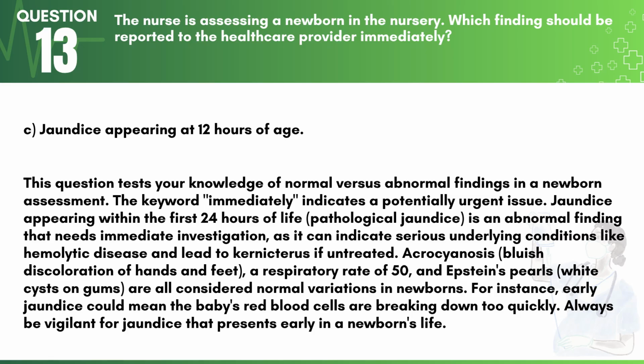Acrocyanosis, bluish discoloration of hands and feet, a respiratory rate of 50, and Epstein's pearls, white cysts on gums, are all considered normal variations in newborns. For instance, early jaundice could mean the baby's red blood cells are breaking down too quickly. Always be vigilant for jaundice that presents early in a newborn's life.